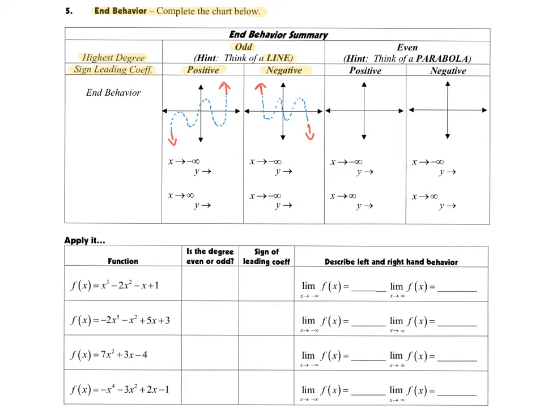Now, what this is going to let us do is take this behavior, these red arrows, and convert this to some new notation. What this new notation is saying is that as my x values go to negative infinity, what's happening with the y's? Oh, they're going to also go to negative infinity.